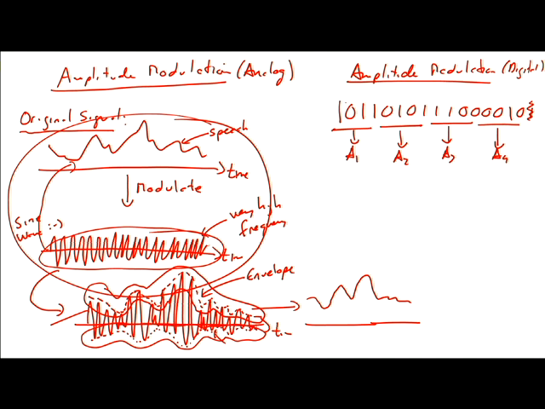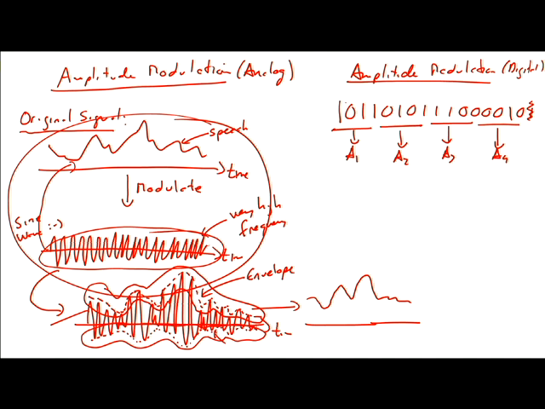So how many possible patterns, how many different amplitudes can we have? 2 to the 4, right? So 4 bits. What's 2 to the 4? 16. Thank you. My math is not working on a Friday, okay? So there's 16 possible amplitudes that I can represent.